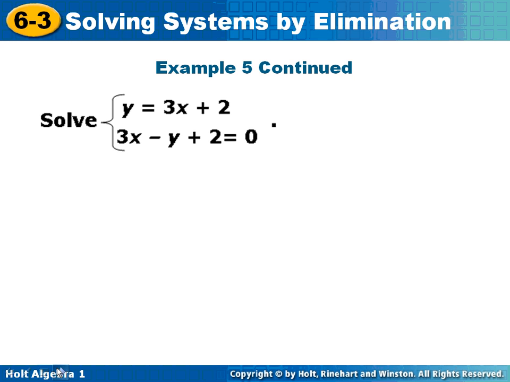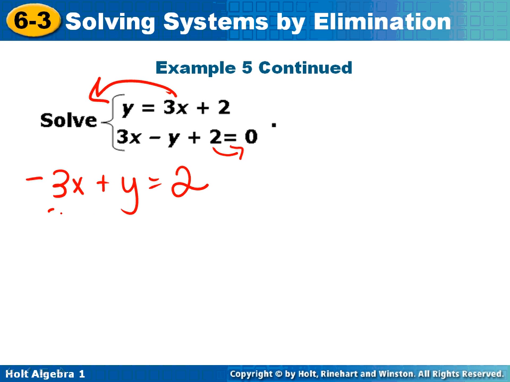Well, these are kind of out of order for elimination, so I think I need to move the 3x over to the left to make them in standard form. I also noticed that this 2 is in the wrong space, and I think it needs to be over to the right. So when I move the 3x to the left, it becomes -3x plus y equals 2. For the second equation, I'm going to leave the 3x and the y, and I'm going to move the 2 to the other side, which makes it a -2.